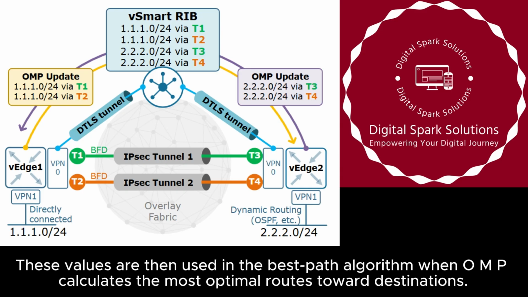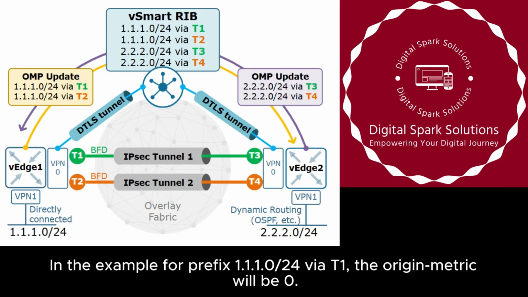Origin metric. OMP includes the original metric value alongside the origin protocol. These values are then used in the best path algorithm when OMP calculates the most optimal routes toward destinations. In the example for prefix 1.1.1.0/24 via T1, the origin metric will be 0.